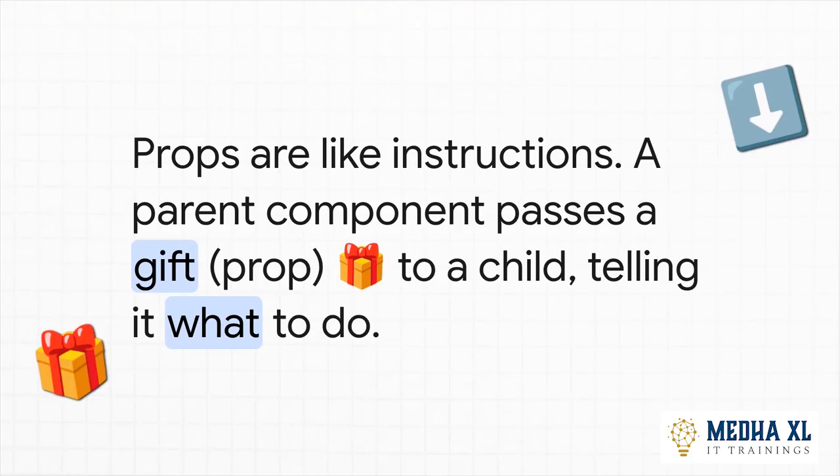Let's use another analogy here. Imagine you have a parent component. Maybe it's the whole user profile page. And it needs to display a profile picture, which is its own little child component. Well, the parent passes the specific information, like the link to the picture, down to the child, kind of like passing a gift. And in the world of React, we call that gift a prop. The child component receives that prop, and now it knows exactly what to do.